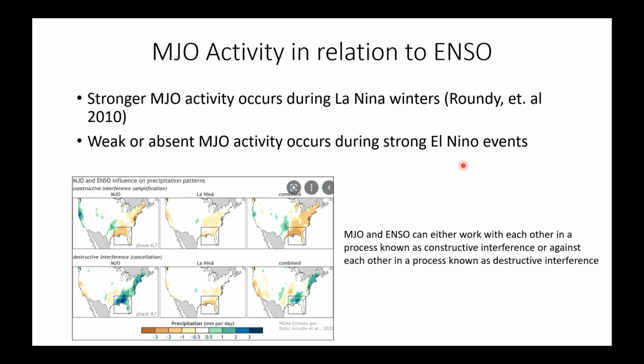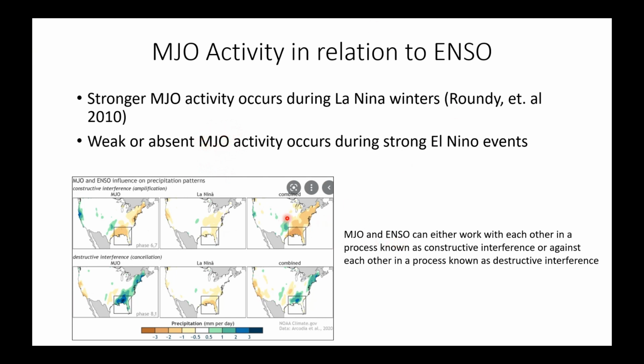Because right now the climate models are forecasting a strong El Nino, pretty much a guarantee at this point, it seems like. So if we have a strong El Nino event this fall and specifically winter season, their research indicated that weak or absent MJO activity occurs during strong El Nino. So maybe MJO won't be as much of a factor this winter is what I'm getting at.